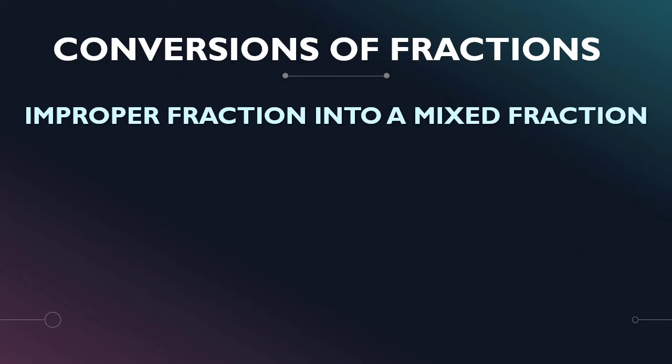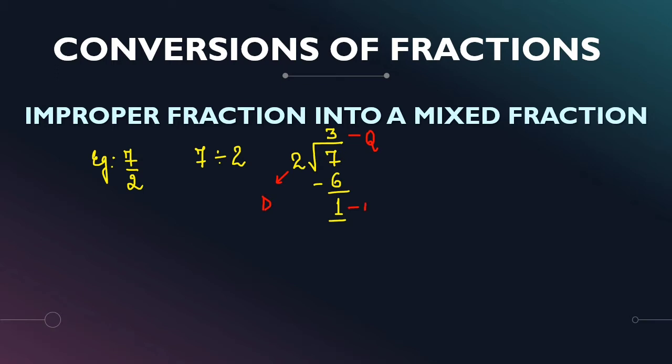Let us learn how to convert an improper fraction into a mixed fraction. Take an improper fraction 7 by 2. Divide the numerator, that is 7, by the denominator, that is 2. So, 7 divided by 2, it will be 2 3s are 6, 7 minus 6, 1. So, here 3 is the quotient, 2 is the divisor and 1 is the remainder.